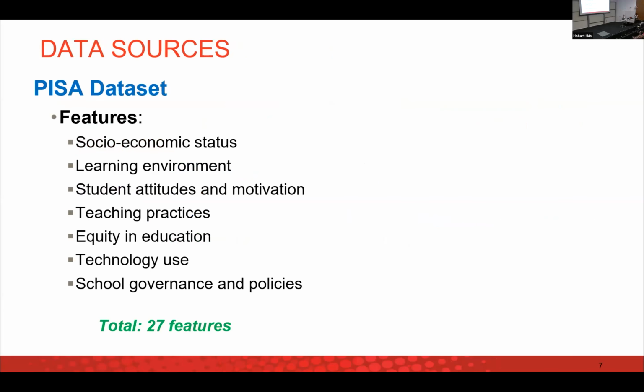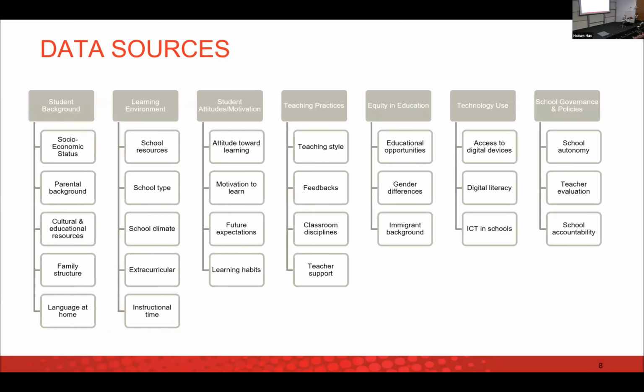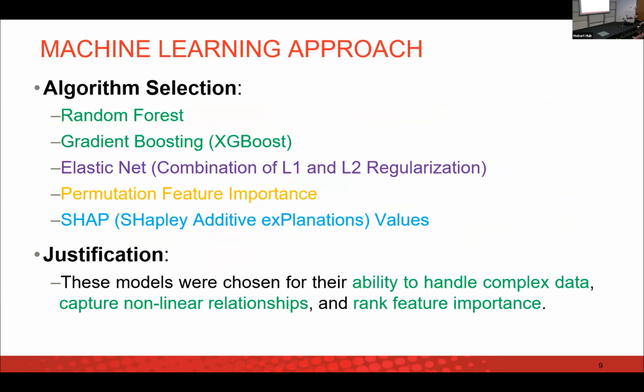About the PISA data set, there are 27 features. These are the features. They are grouped by student background. Some of them are the parental backgrounds that I just asked you about at the beginning, then technology, school policies, the learning environment, and so on.